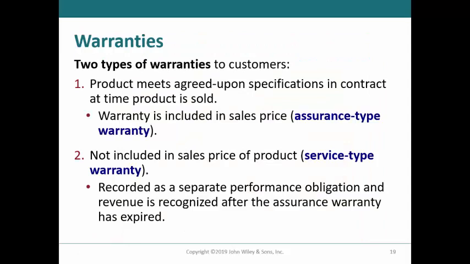As we discussed previously in Chapter 13, there are two types of warranties. The assurance type warranty, which is provided with new products and included in the sales price, and the service type warranty that is available for an additional fee to cover repairs after the assurance type warranty expires. The service type warranty is recorded as a separate performance obligation, and the revenue is recognized over the term of the warranty after the assurance type warranty has expired.